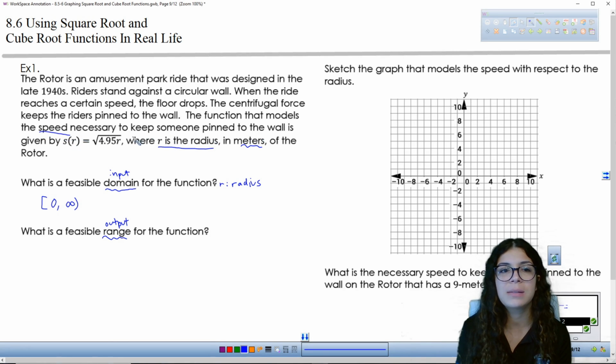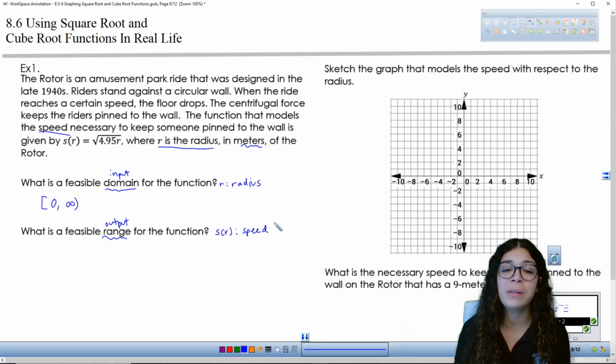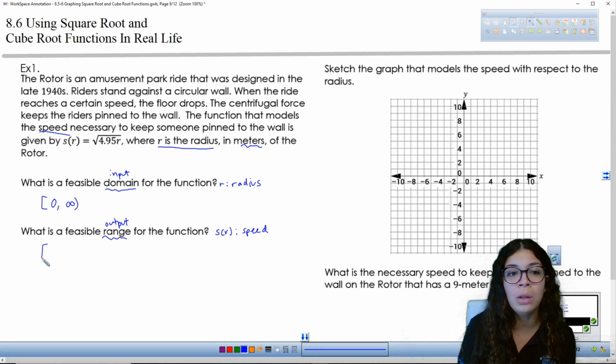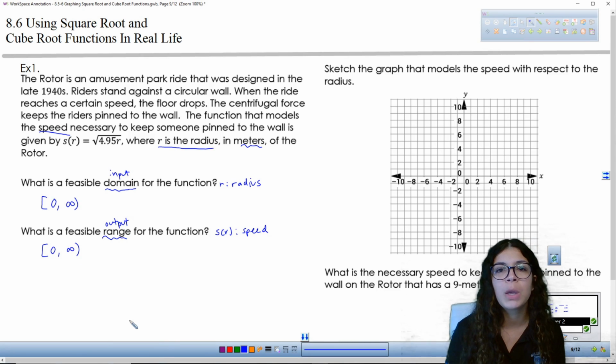Now, for the output, S of r, this is what tells you the speed. The speed necessary is this equation here. So S of r is the output, and that represents the speed. Again, if we think about it, we can't have negative values. We could have a speed of 0, but we can't have a negative speed.